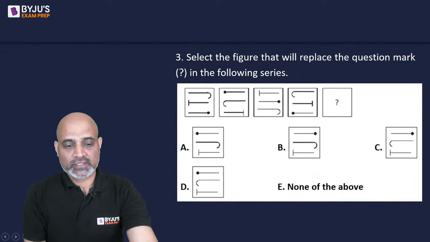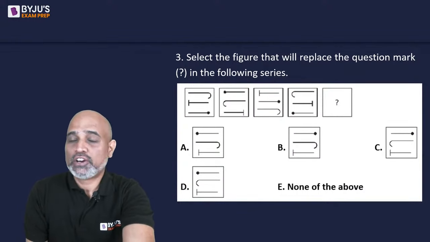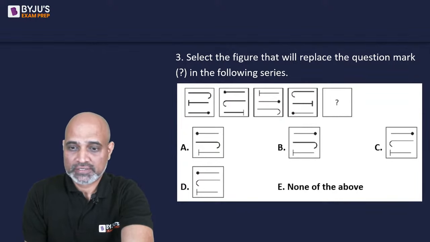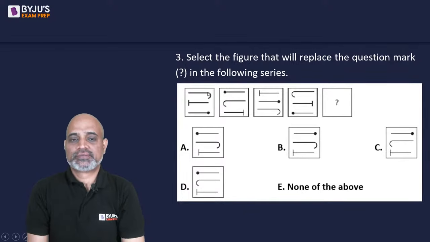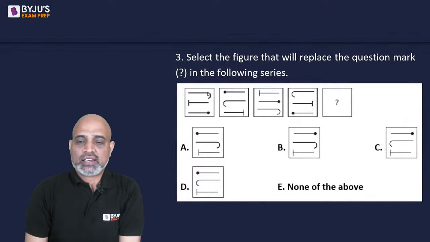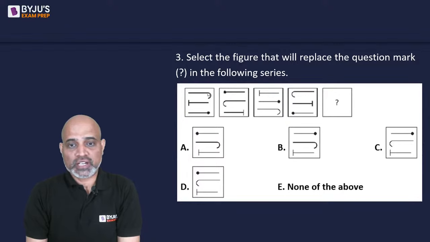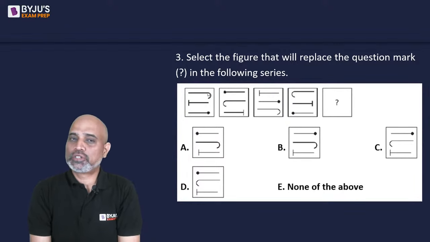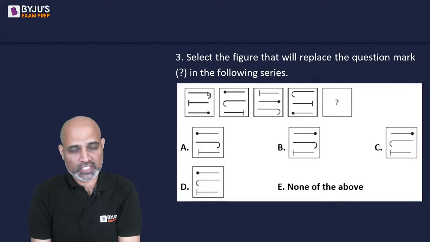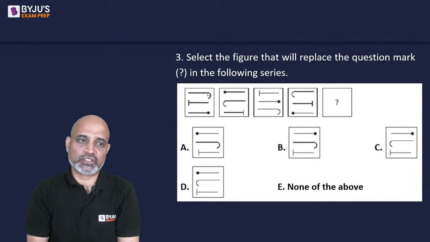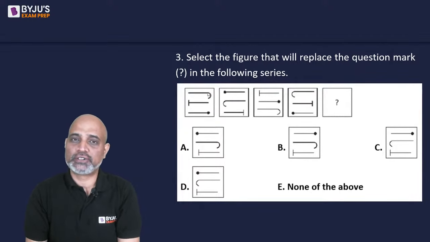Okay, next one looks like the handle of an umbrella, J's. Select the figure that will replace the question mark in the following series. When we have more than 4 figures and the 5th figure is asked, it's relatively easier to find because we have so many figures to find out the pattern, right?